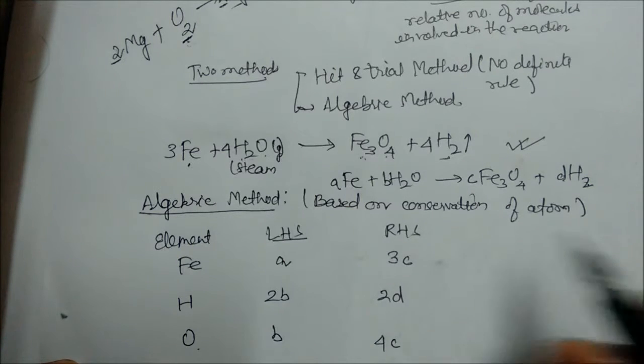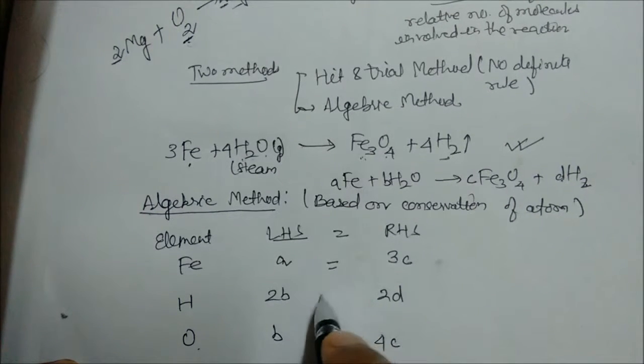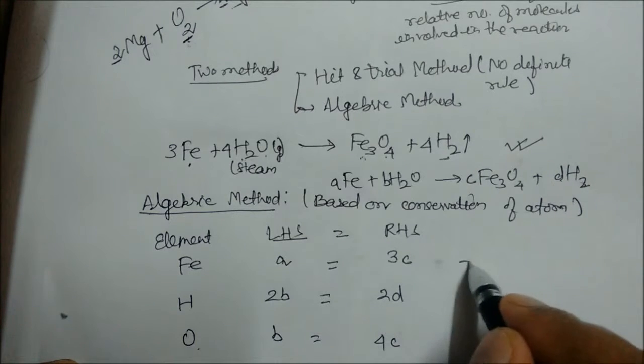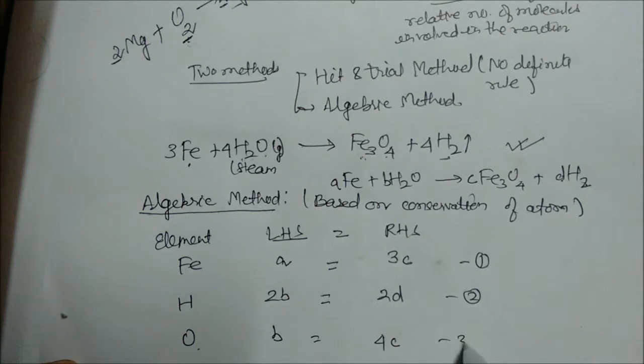It is based on conservation of atoms, which means atoms on the left hand side should be equal to atoms on the right hand side. So make it equal. So we will get three equations: equation 1, equation 2 and equation 3.